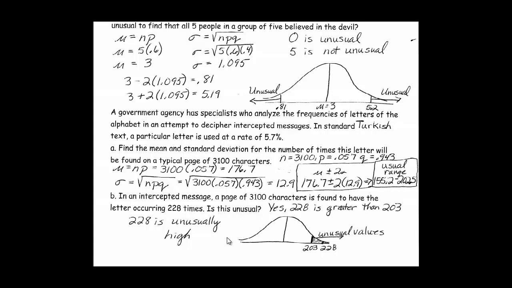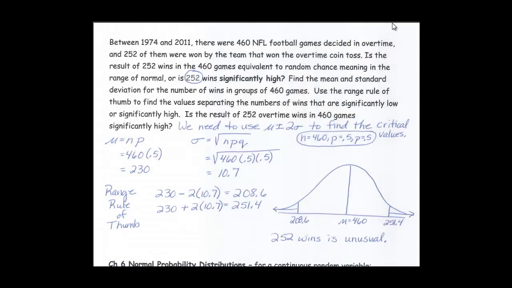So in an intercepted message, a page of 3,100 characters is found to have the letter occurring 228 times. Is this unusual? When we draw our curve, we can clearly see that 203 is on the high end. That's our upper limit, and 228 is outside of that. So 228 times is unusual. If you were analyzing this document, you would say that's statistically significant. It's far more than what would be expected, so you'd want to scrutinize that document more closely, since there's possibly a code embedded in there. So that's one use.